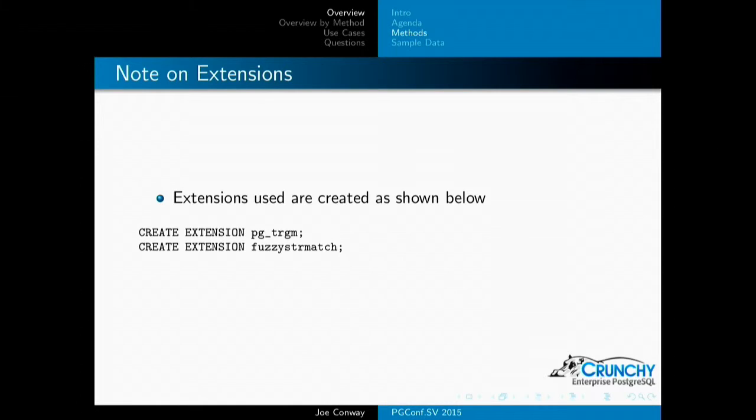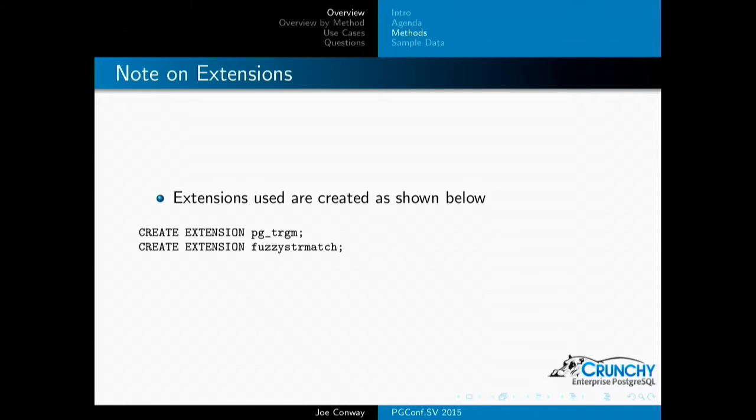I don't know how many people here are familiar enough with how to create an extension in Postgres, but for the extensions that we're going to use, this is the syntax: create extension pg_trgm, create extension fuzzystrmatch. Those extensions are probably going to be available on your system, but how they get there depends on how you installed Postgres.